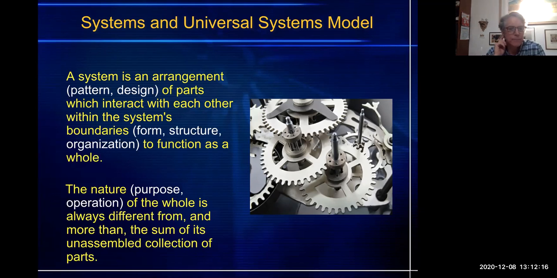I find that a little interesting. So all this is basically saying is the whole is always greater than the sum of its parts. I don't believe that is always the case. Let's say for our purposes in systems modeling it is: the whole is different from and more than the sum of the unassembled collection of parts.